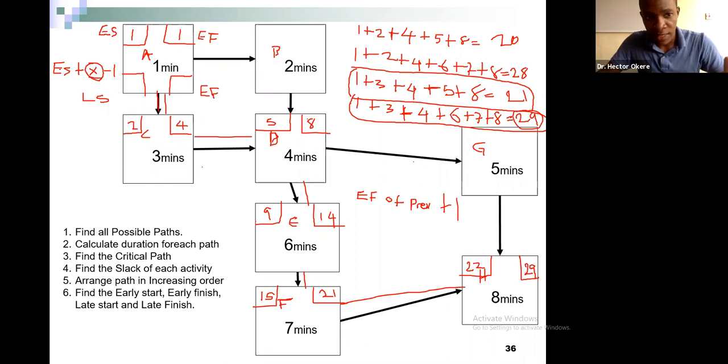So early start plus X, your value is 1, minus 1 will become your early finish. This is how you calculate your early finish. You can write it down because I don't think I wrote it down anywhere in the slide. Early start plus value minus 1 will be your early finish. So 1 plus 1 minus 1 is equal to 1.